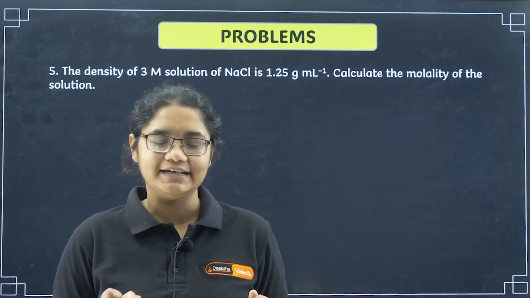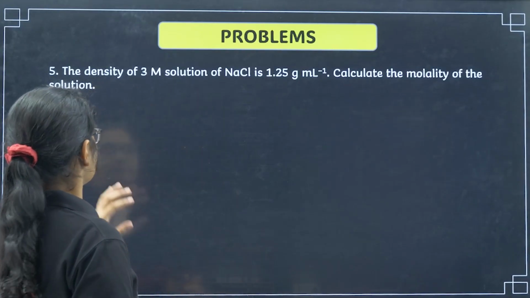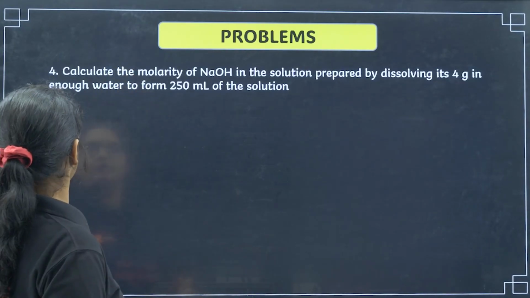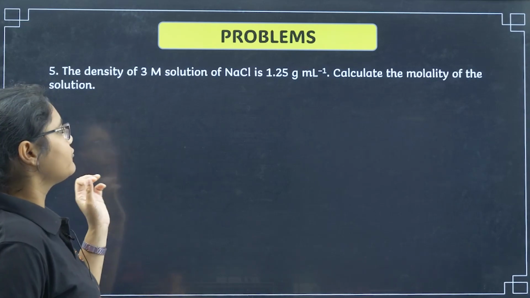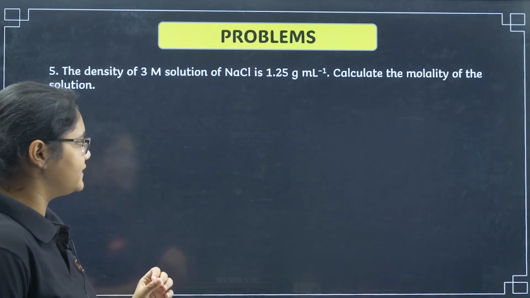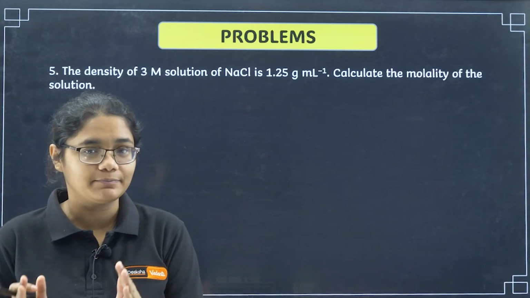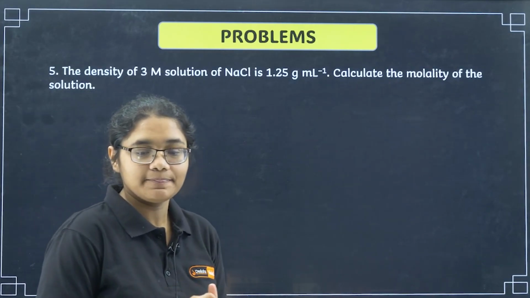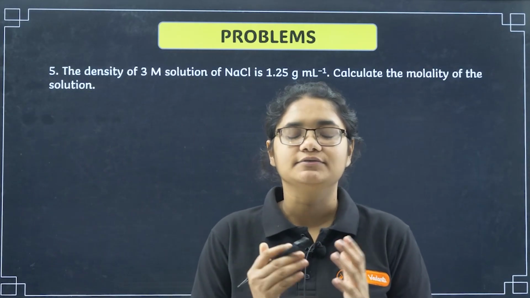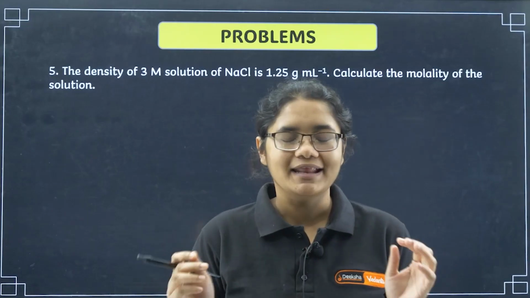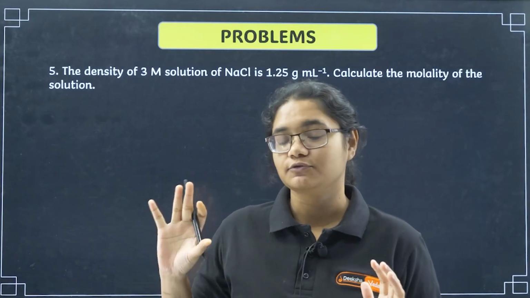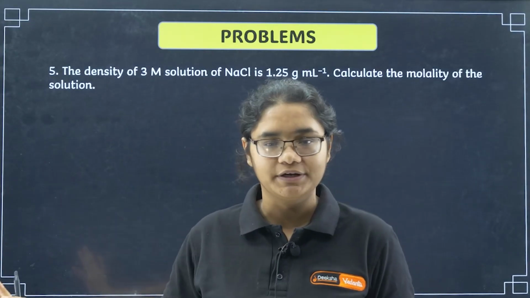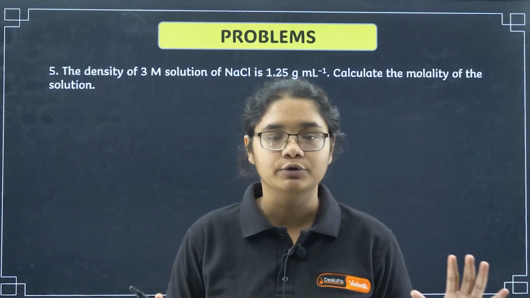This question is slightly tricky. Now see, the density of 3 molar solution of NaCl is 1.25 gram per ml. Calculate the molality of the solution. This question is very tricky, and you have to understand some basics. First I'll tell you how we have to approach it, the process, then I'll show you the solution.